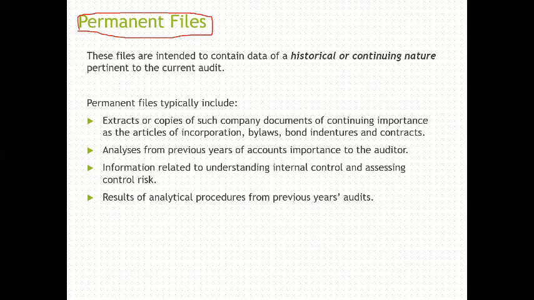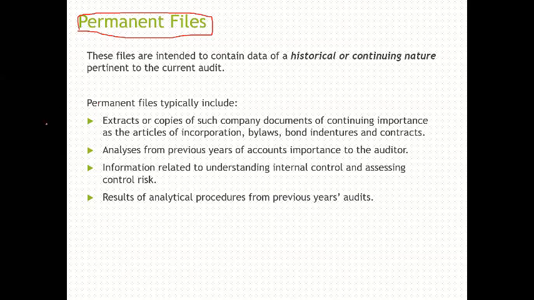For example, the contract of the company, the charter or bylaws of the company, the internal control manual, minutes of the board meetings. So all permanent files should be included in the permanent file. The files that will continue in the future and had actually been collected in the past.